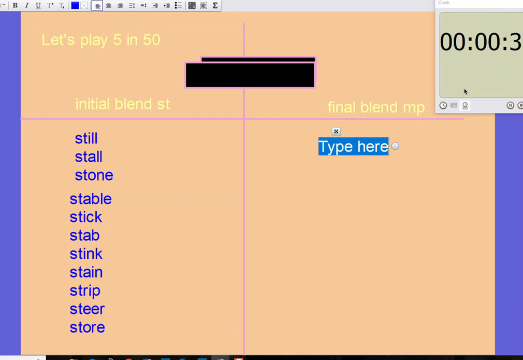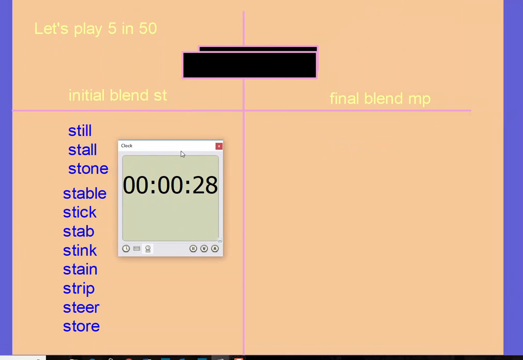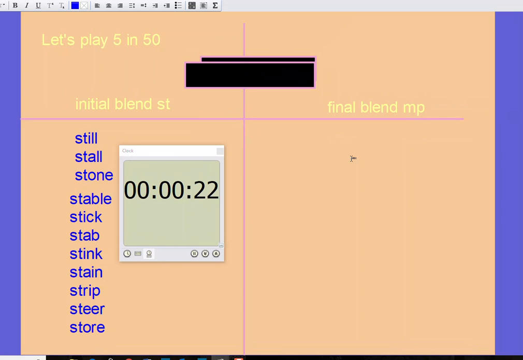As always, it's the rhyming that helps us here. Let's move that in so you can see it. Let's put it over here. Okay, halfway. Okay, and that is your time up.